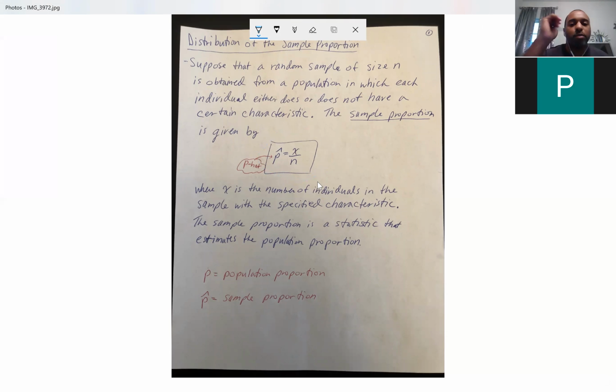And so x will be the number of individuals in the sample with that specified characteristic, and the sample proportion is a statistic that estimates the population proportion. So notice here, regular p is going to be our population proportion, and then p hat will be our sample proportion. Those terms will make more sense once you put numbers to it. But I'll give you guys a chance to copy.